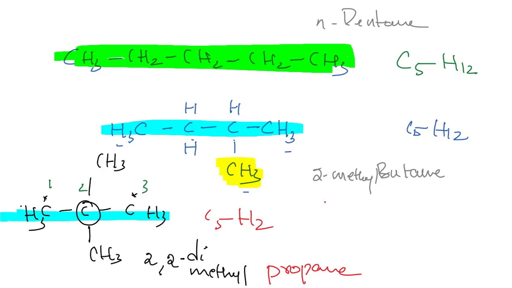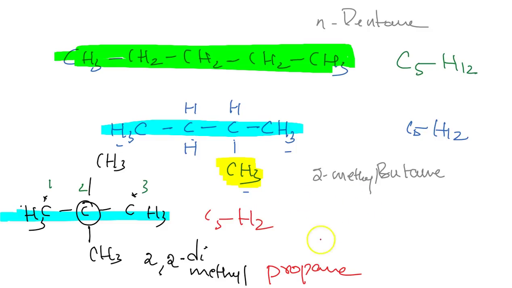Other than these 3, is there a way that you can show one more isomer of pentane? Can you show one more isomer? You try. Try reducing the carbon chain length, or try rearranging the atoms in your own way, but follow the rules. What are the rules? Rule 1, carbon's valency should be satisfied. Rule 2, hydrogen's valency also should be satisfied.